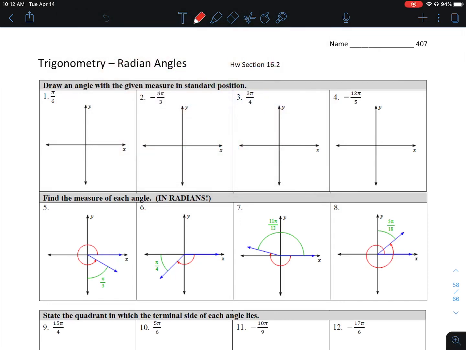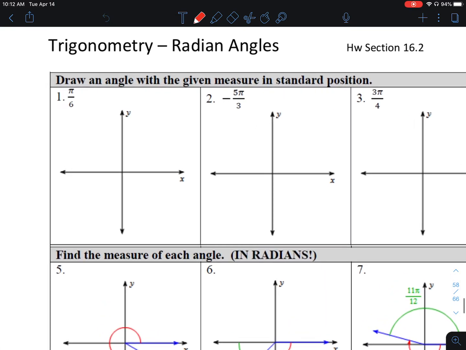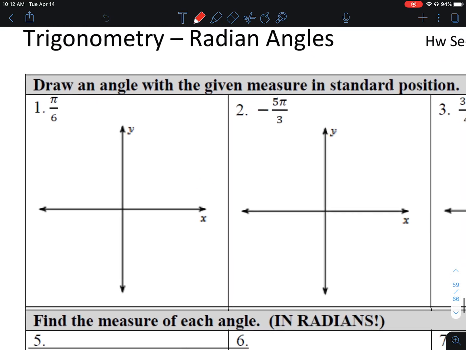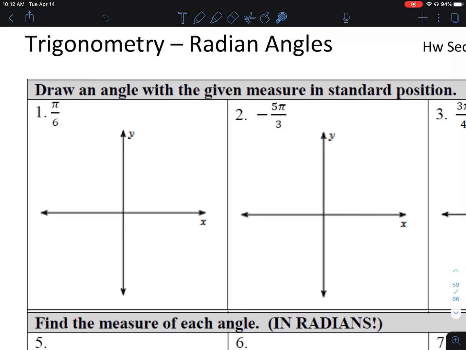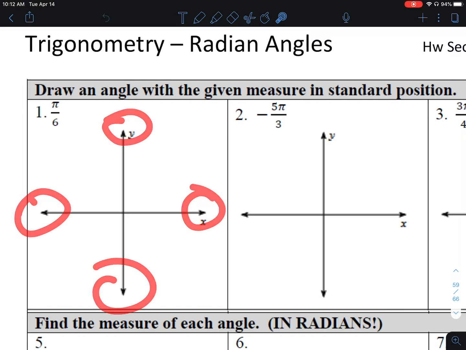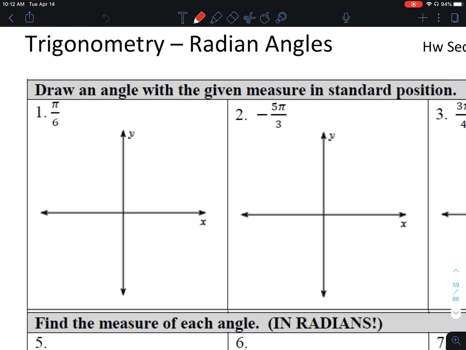Honors Geometry, looking at homework 16.2, radian angles. The directions for the first four problems: draw an angle with a given measure in standard position. Once again, what makes radians more complicated than degrees is fractions. So let's mark each of these quadrantal angles using pi over 6 as a base.